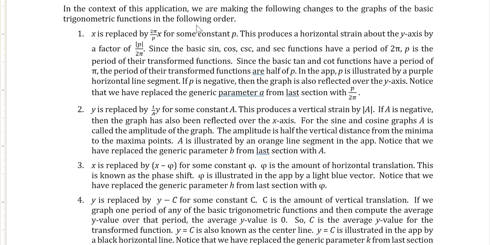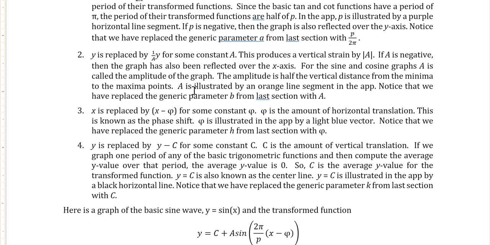Since the basic sine, cosine, cosecant, and secant functions have a period of 2 pi, p is the period of their transformed functions with this setup. Since the basic tangent and cotangent functions have a period of pi, the period of their transformed functions is going to be half of the p value. In the app, p is illustrated by a purple horizontal line segment. If p is negative, then the graph is also reflected over the y-axis. Notice that we used an a last video where we're using a p over 2 pi in this section. I'll show you all this in the actual app in just a second.